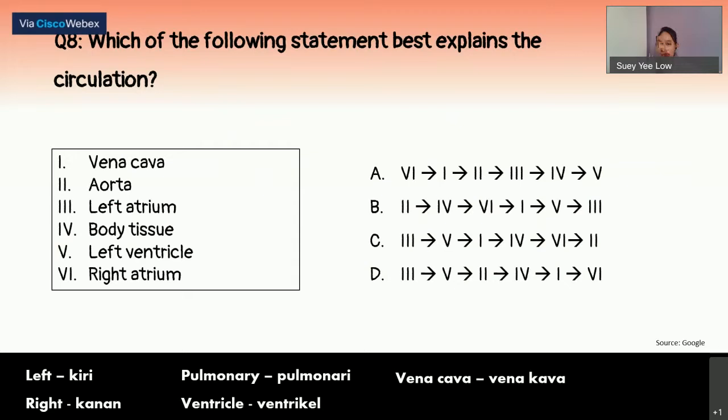Then go to right atrium. Then go to what? Go back to vena cava? Of course not, right? Okay, fine. B, of course, is a wrong answer. Let's see. So, C says it comes from left atrium, then go to left ventricle, then go to vena cava, then go to body tissue, then go to right atrium, then go to aorta. Weird. I think it's kind of weird, right?